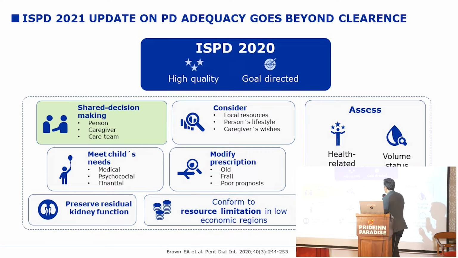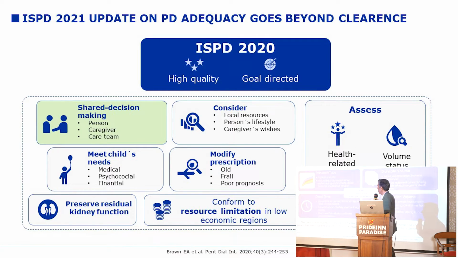And this is not just about our conventional things like volume status and nutrition, but now there is also local resources, the person's lifestyle, shared decision making, and psychosocial factors. So now the guideline is suggesting to move away from this concept of Kt/V and look from a more comprehensive view.